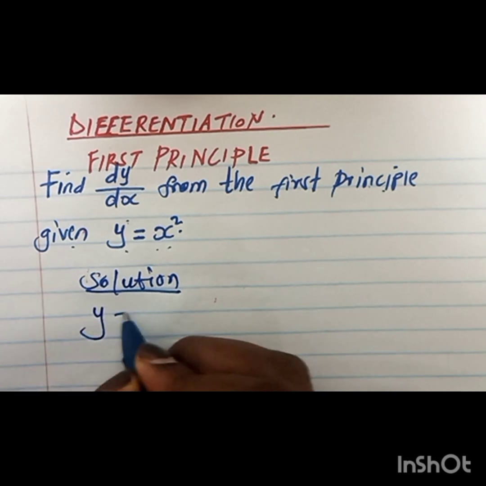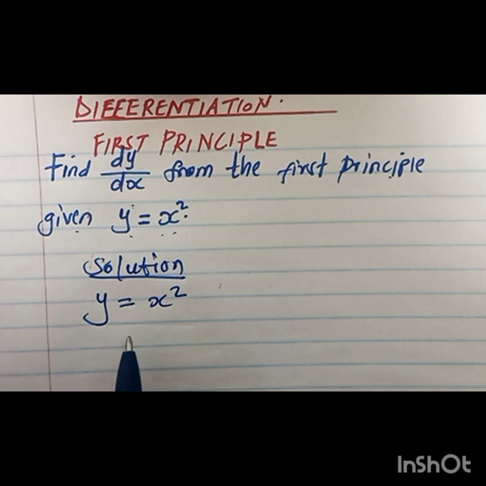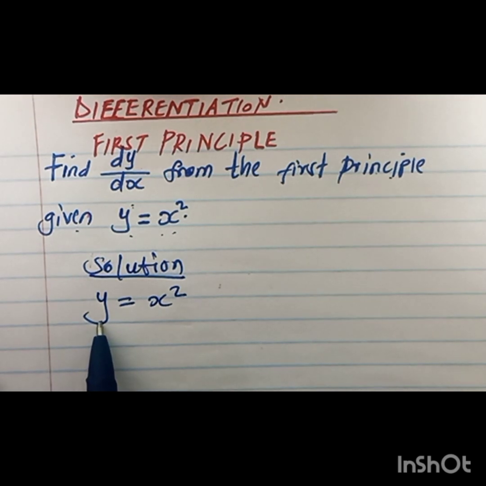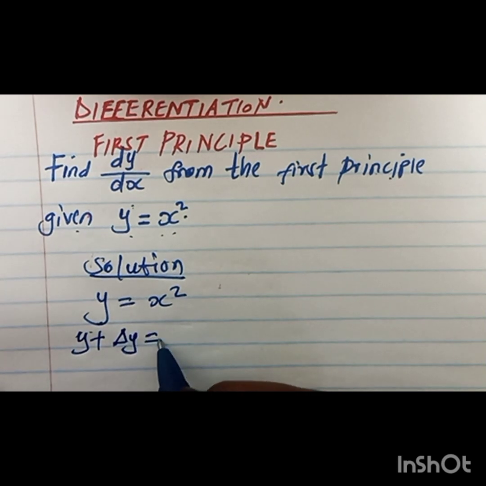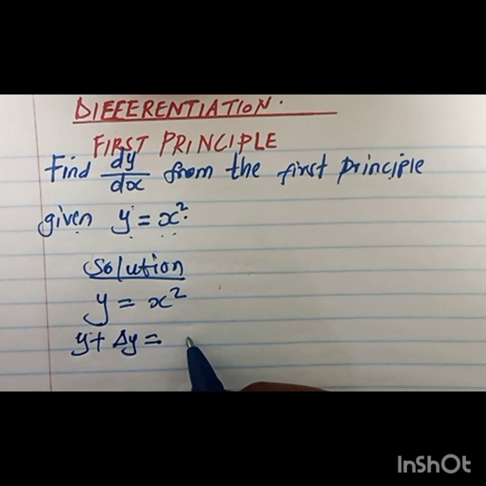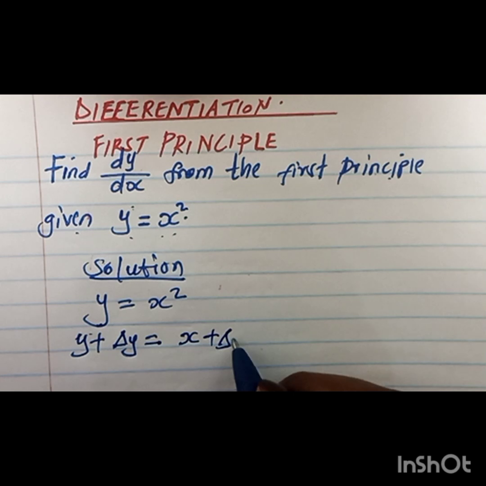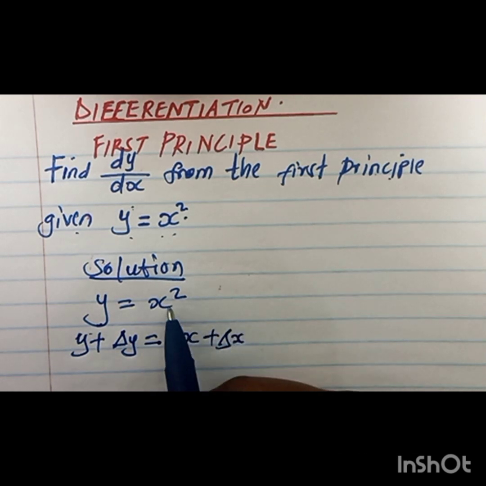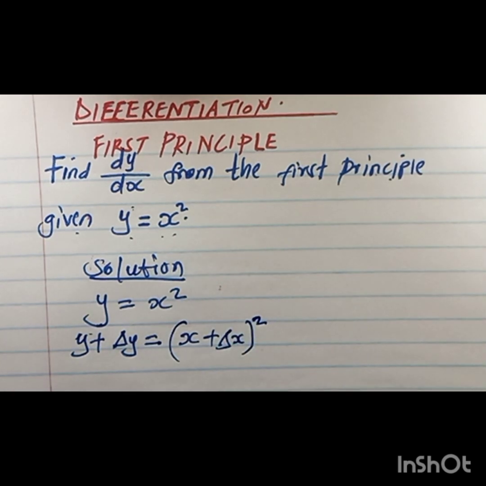So if y is equal to x squared, then I'll start so that where I have y, I will add the change in y. So I'll have y plus the change in y is equal to, where I have x, I will include the change in x. So I'll have x plus change in x. But now remember my x was squared, so I'll need to square everything in brackets like that.